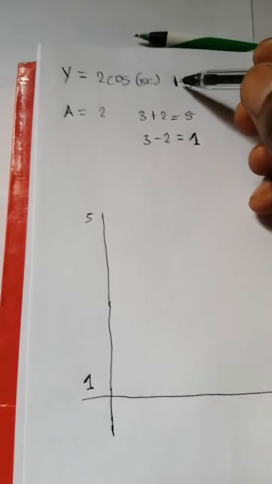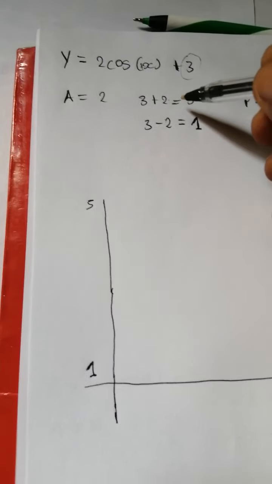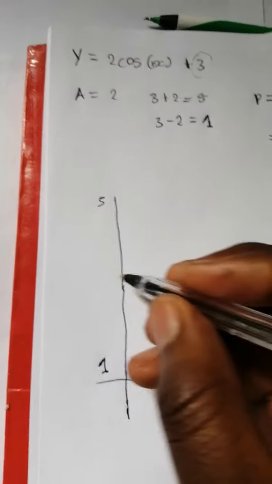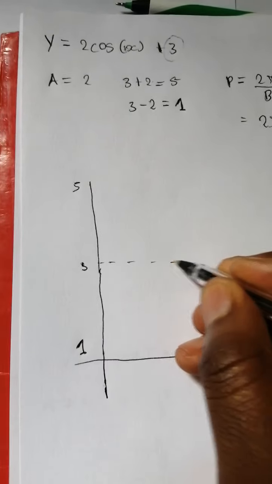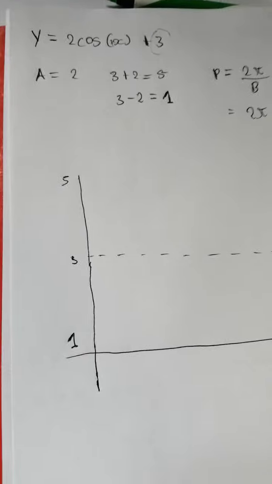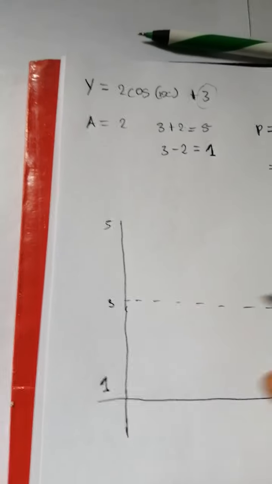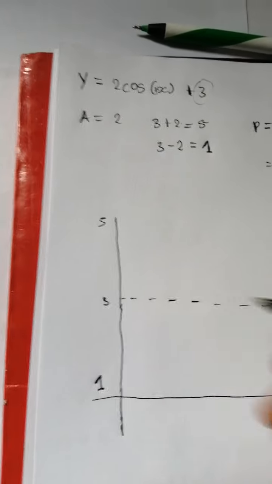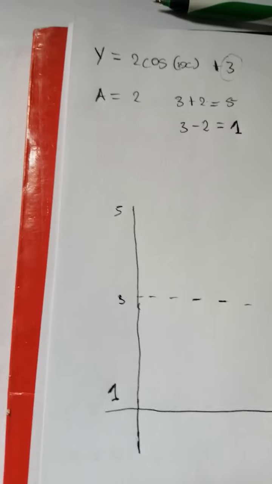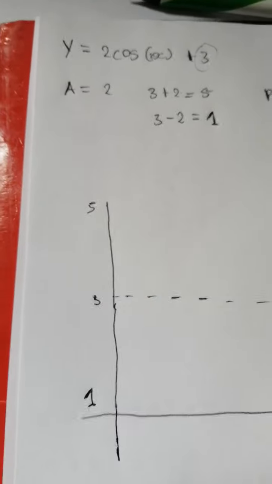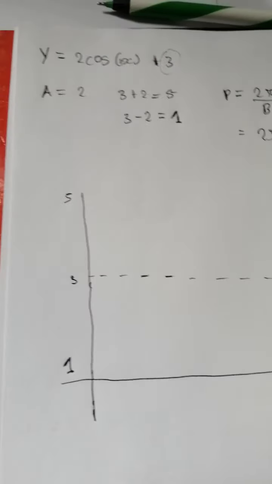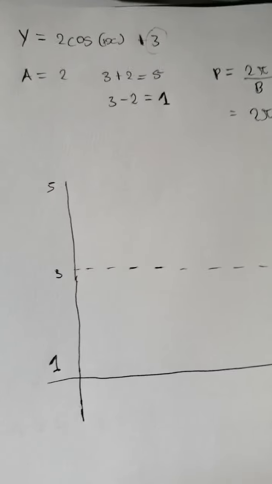And then here, this 3 is the vertical shift. So the vertical shift is at 3. So at 3, we have to draw a dotted line like this. So that's the center of our graph. That will be the center of our graph. So now that we have all this information, let's go ahead and plot this graph.